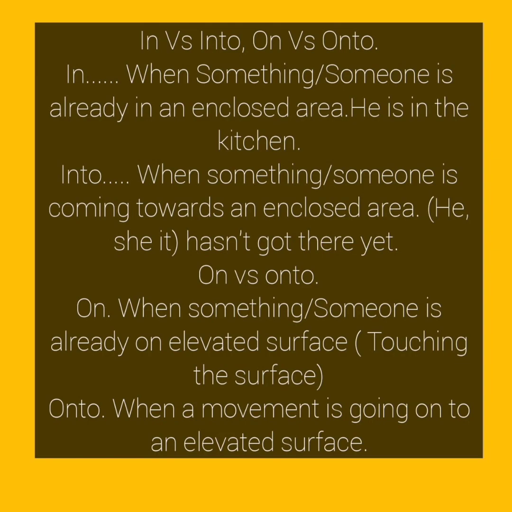In into, movement is going on towards an enclosed area. For example, I am standing in the classroom and I see one of my students coming towards the class, coming into the class. So he hasn't entered an enclosed area, he is coming into the class. So it means that a movement is going on. The person hasn't arrived yet, and when we see someone doing a movement towards an enclosed area, we use into.